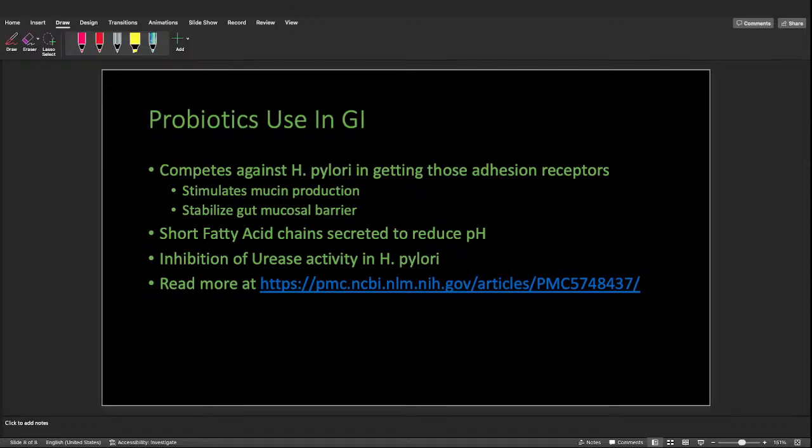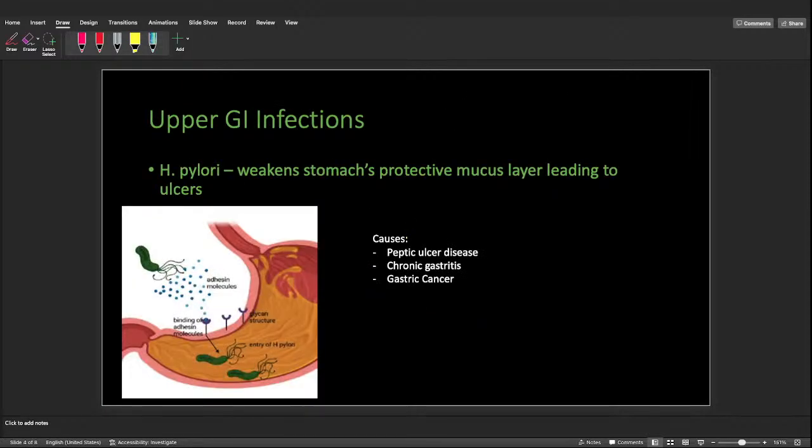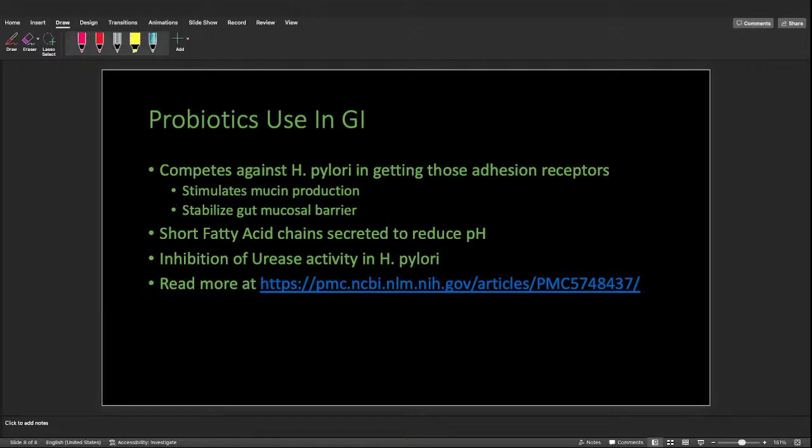So if you saw in the very first slide, you saw that H. pylori, you see the binding of the adhesion molecules. Just like that, if you have a probiotic or Florigen, it's going to compete against it and prevent the binding of that H. pylori to those adhesion structures. So that's one of the mechanisms of a probiotic generally.